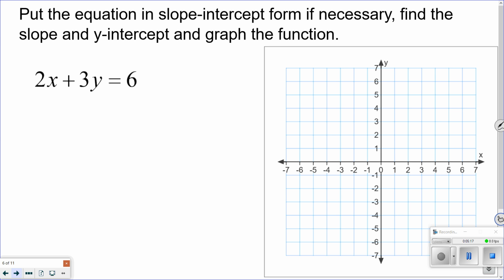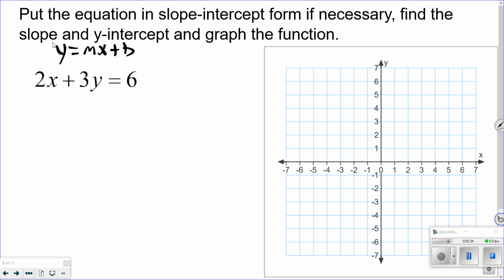Sometimes it's not that easy, and what makes it a little trickier is if this equation is not in y equals mx plus b form. So if you look at this equation, the 2x plus, this does not look like the y equals mx plus b. So in those cases, we have a little bit of work to do first. I have to solve for y.